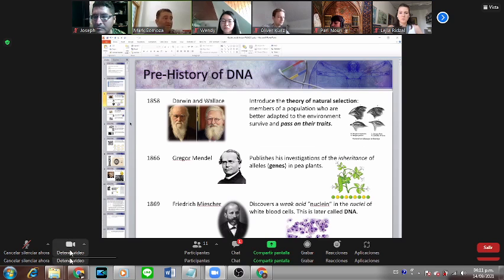In 1869, Friedrich Miescher discovered what he called nuclein. This is a weak acid in the nuclei of white blood cells. This is what we now call DNA. All he knew at the time was that there is this weakly acidic substance in the nuclei of these cells.